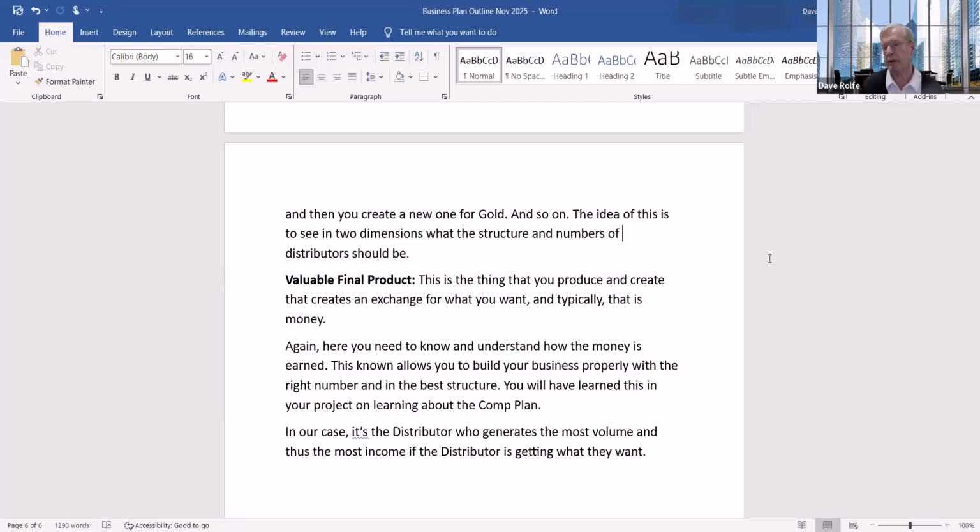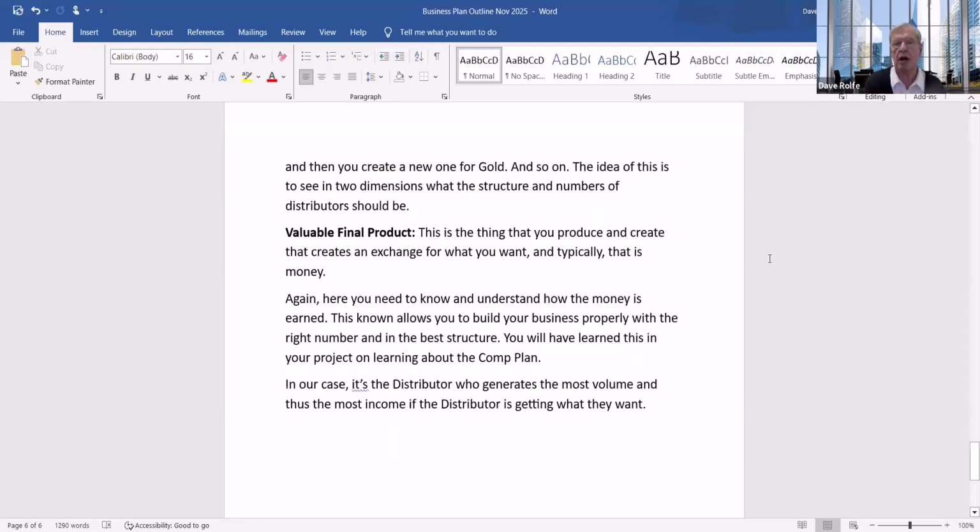Think about that for a second. So you have 10 valuable final products in your organization, each doing 20,000 a month in volume. 10 times 20 is 200,000 points. Okay, you use a 60% CV, that's 120,000 in CV, multiply that by 6%. There's your income. There's your $7,500 to $8,000. So your success comes about by helping other people become successful.